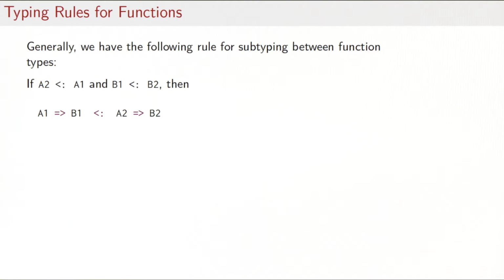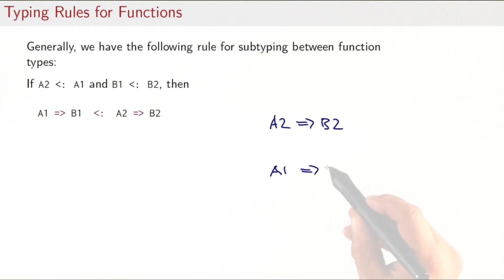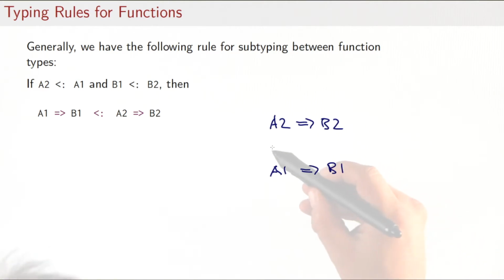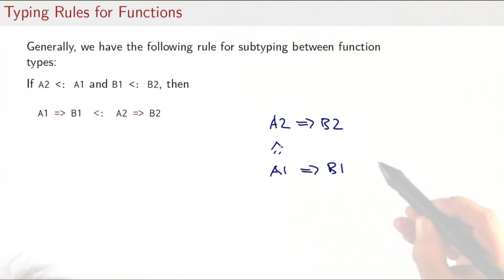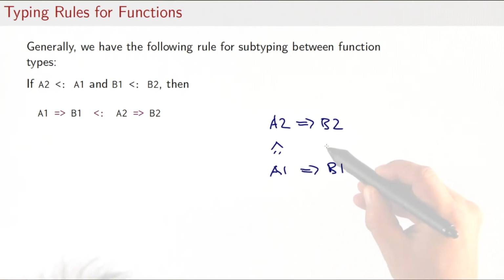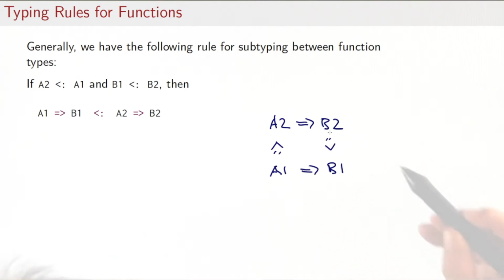So let's express that visually. We have the supertype A2 to B2 here, and the presumed subtype A1 to B1. So what we say is that the A2 type is a subtype of A1 and B1 is a subtype of B2. And that would mean that this is a special case of the A2 to B2 function.